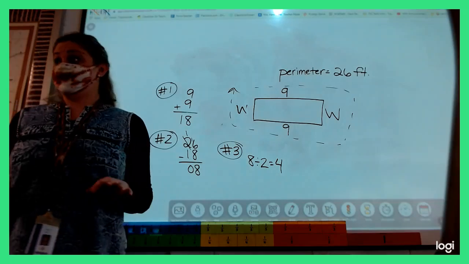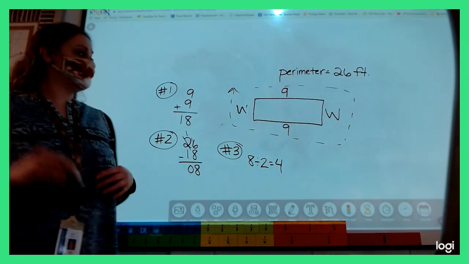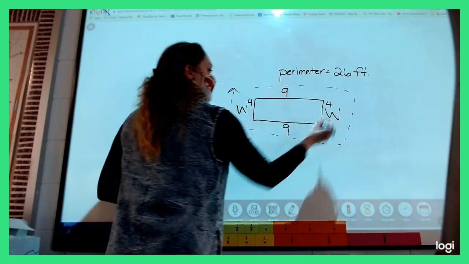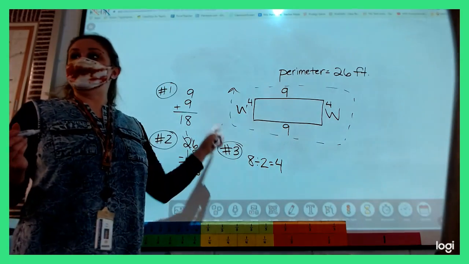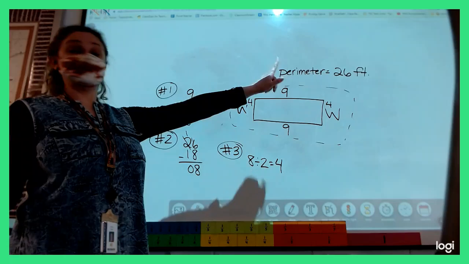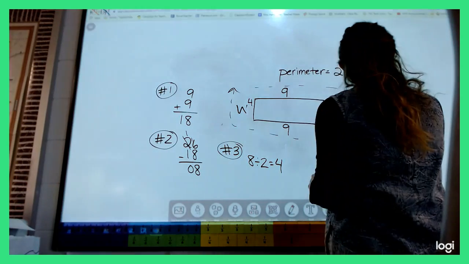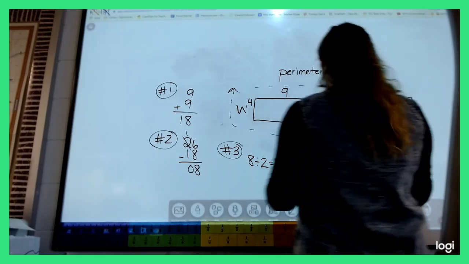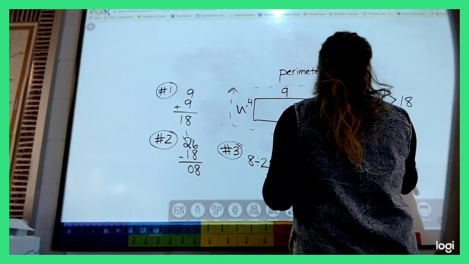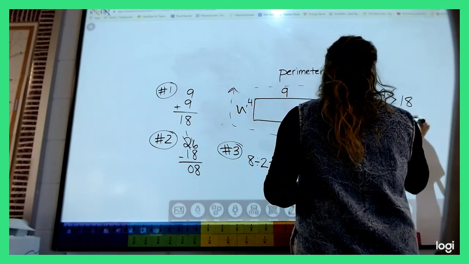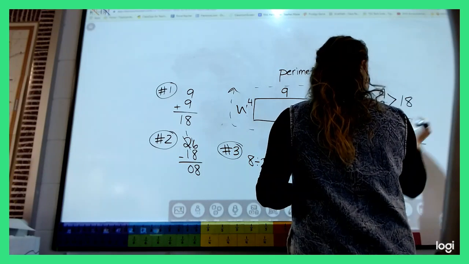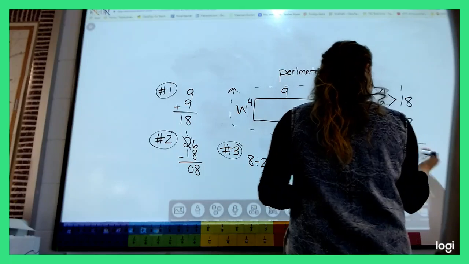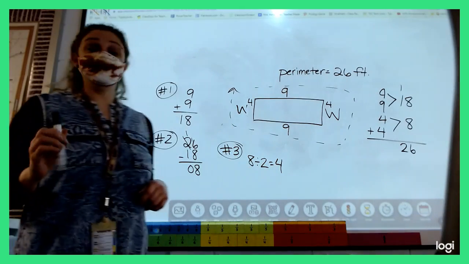Now I like to check this when I'm done because we did a lot of steps. So if my width is 4 on both sides, can I easily add up all my sides and make sure I'm at 26? Let's try it, okay? So 2 groups of 9, I know is 18. And 2 groups of 4 we know is 8. So if I add 18 plus 8, I did get 26. Okay?